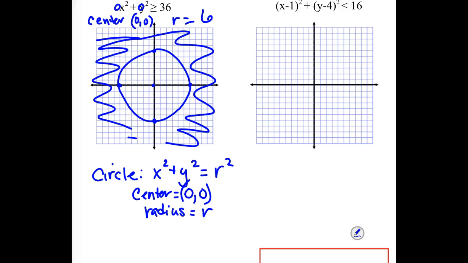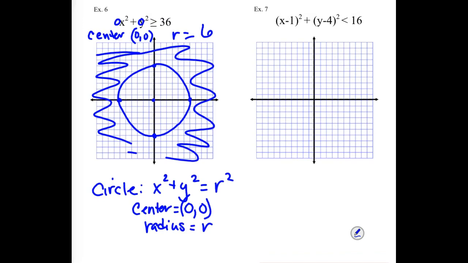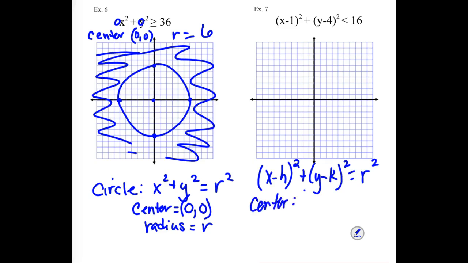All right, our last one is still a circle, but this time it's been shifted. So instead of being centered at 0, 0, our center is going to be (h, k). And if we think in terms of those transformations that we've done in the past, our h value is going to move things left, right, and our k value moved things up and down. Okay? We still have a radius of r.